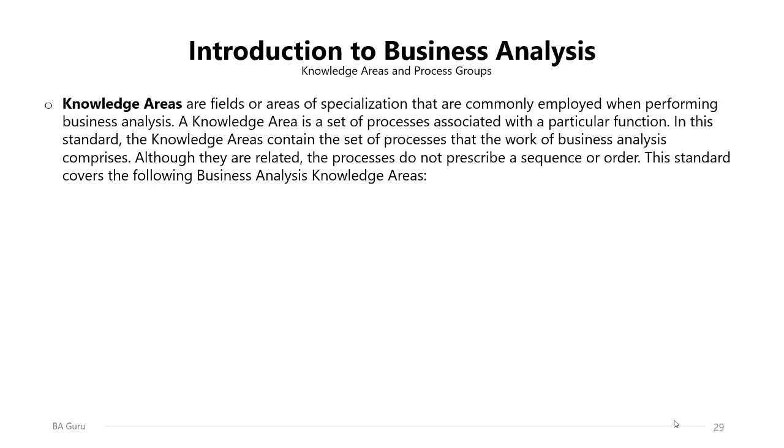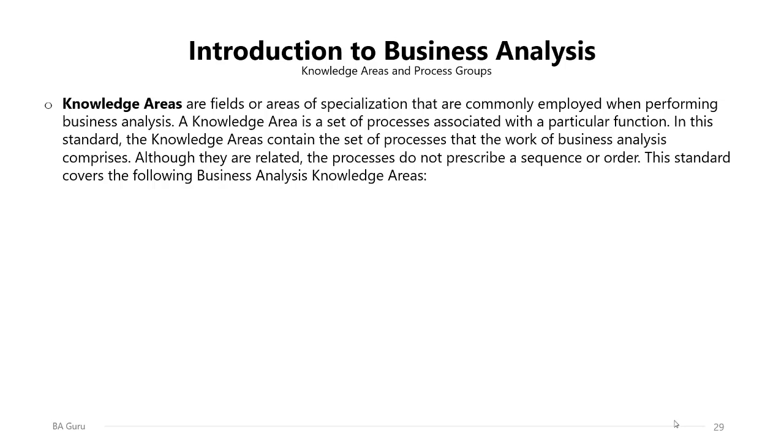So what are the knowledge areas and the process groups? The PMI PBA guide to business analysis is based on the 6 knowledge areas and 6 process groups. We will have 35 processes that are distributed across 6 knowledge areas and 6 process groups.